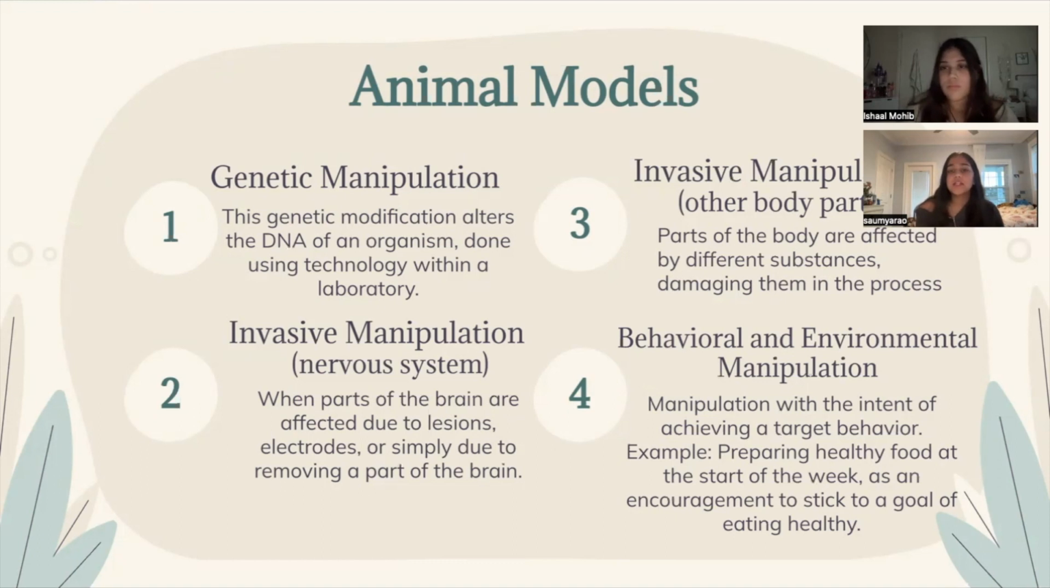And then lastly, there's behavioral and environmental manipulation, which is the manipulation with the intent of achieving a target behavior. So, for example, if you're preparing healthy food at the start of the week, it's an encouragement to stick to the goal of eating healthy throughout the rest of the week.